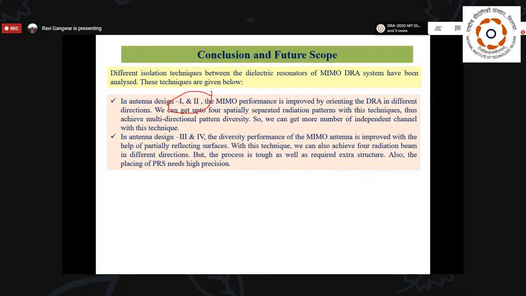So here you can see that where we require the tilting beam concept, you can go for your PRS structure. Otherwise, the orientation of the DRA along with the orthogonal mode generation is going to give you better results.